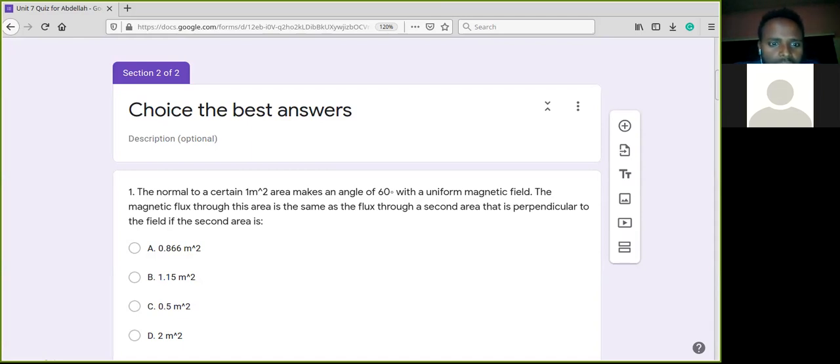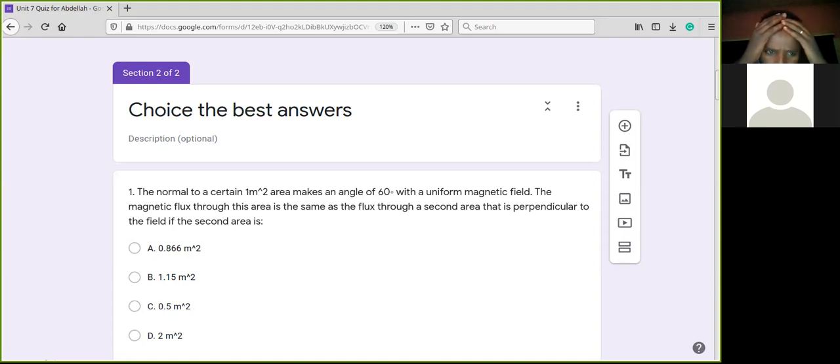So the normal line to a certain area of 1 meter square makes an angle theta of 60 degrees with a uniform magnetic field. The magnetic flux through this area is the same as the flux through the second area that is perpendicular to the field. We use here cos theta or sin theta? If we use cos, then the second area will be 0.